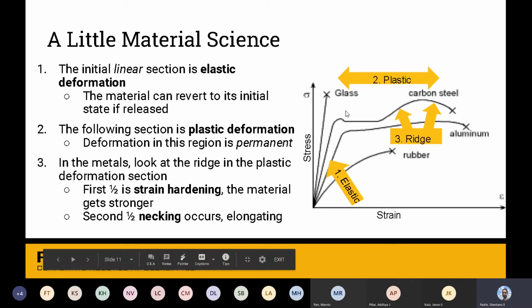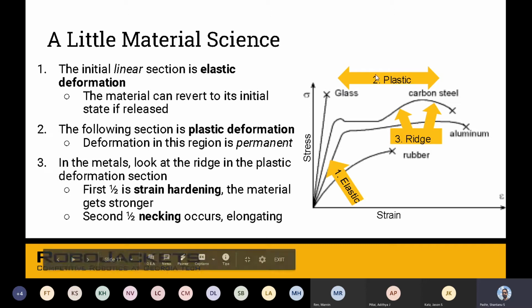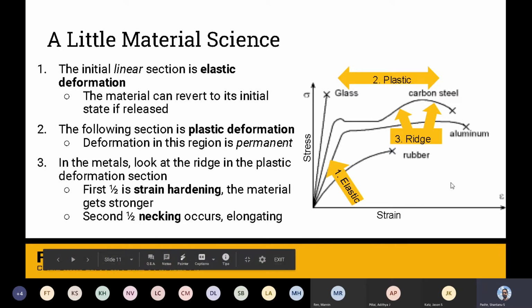And this bump over here, this point beyond which it just goes wonky, that's the plastic deformation region. If you cross this point, your deformation will likely be permanent. And that is the main takeaway from this graph. So we have some materials looked at here.